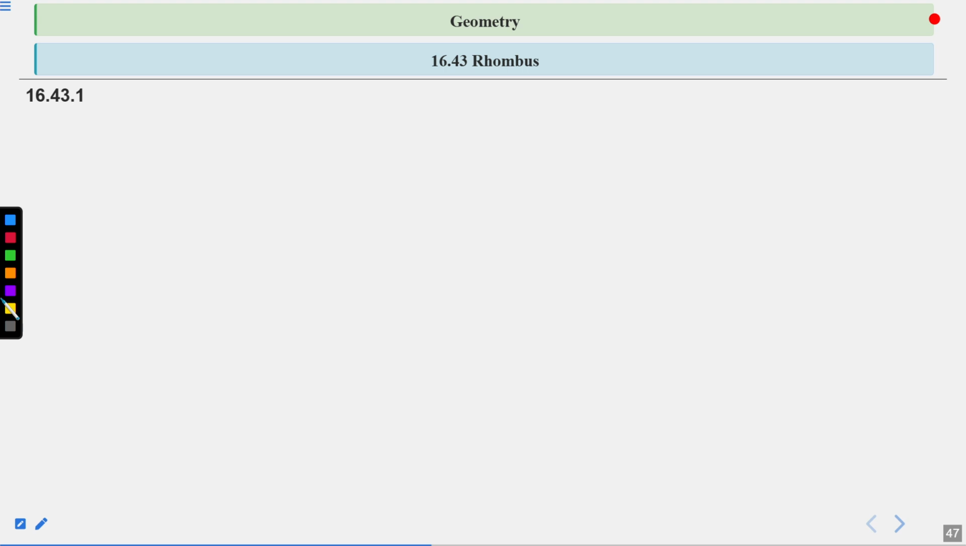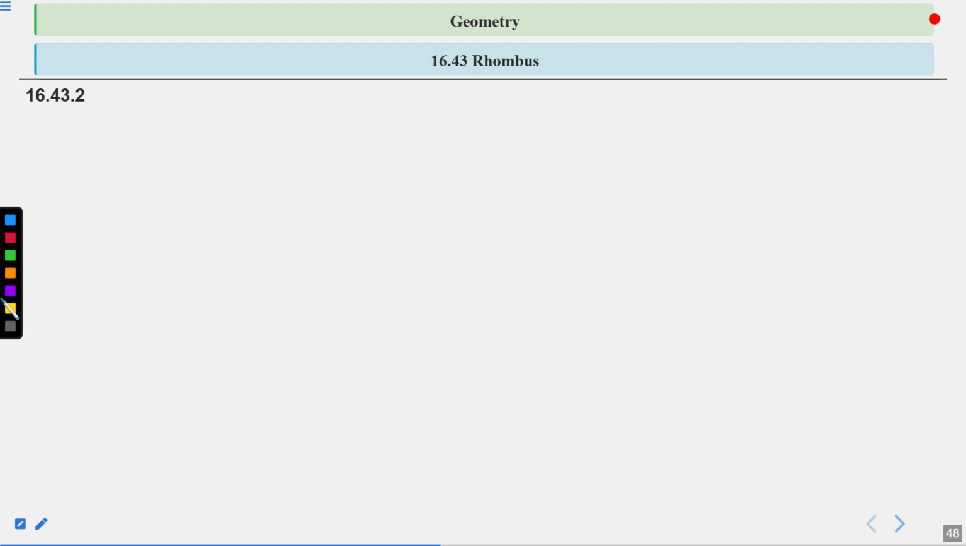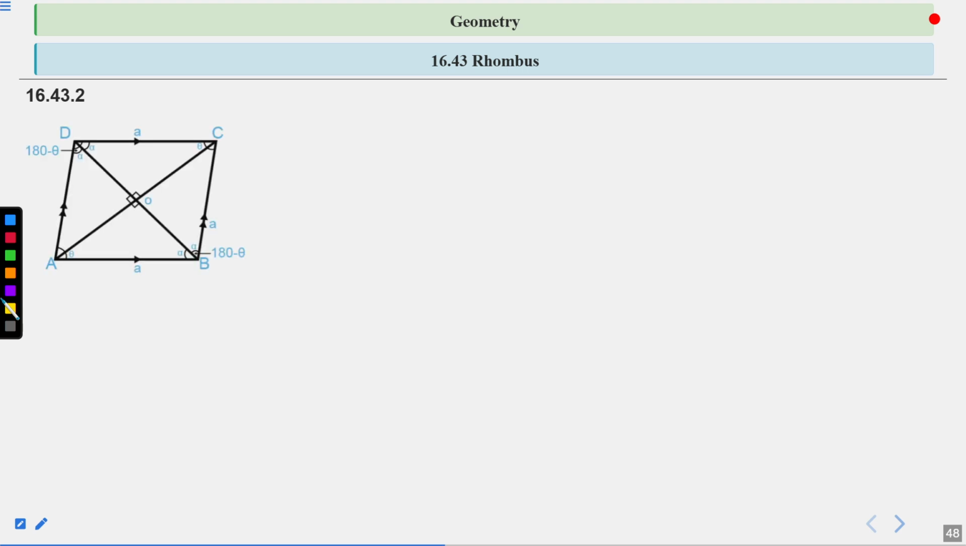Now see the formulas related to the rhombus. This is the diagram of the rhombus. All sides are equal. This is the first property of the rhombus. Next, property 16.43.2 of the rhombus. This is the diagram of the rhombus. The property says that angle A equals angle C and angle B equals angle D.